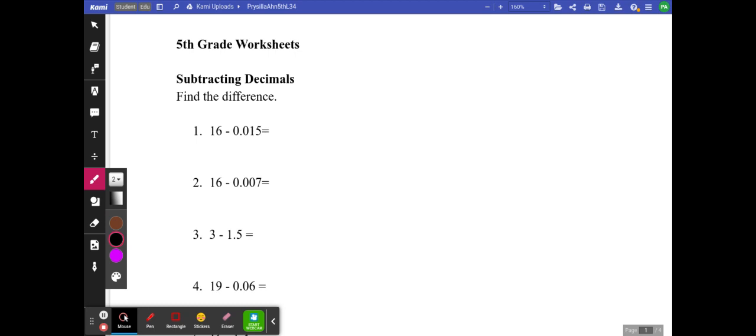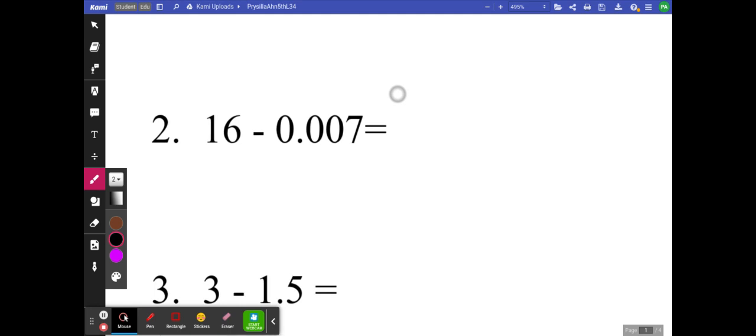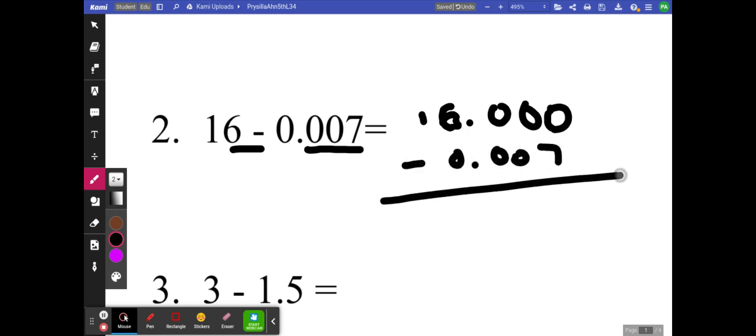So what I mean is, for example, let's look at number 2. We see that 0.007 has 3 decimal places, and 16 has no decimal places. So how are we going to subtract 16 from this big decimal? We're going to give 16 some decimal places, 3 to be exact, just like 0.007. And we're just going to subtract from that, and do all the same subtracting.